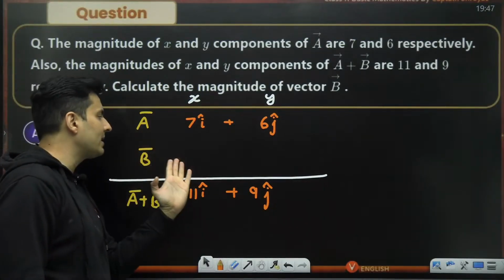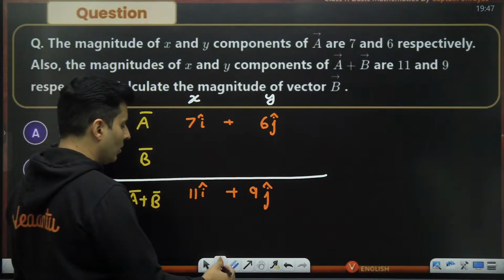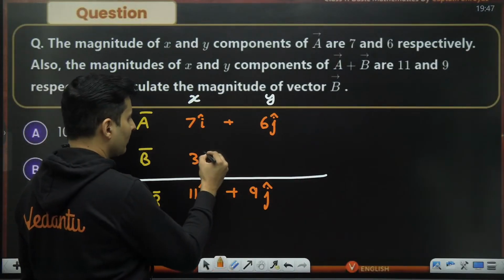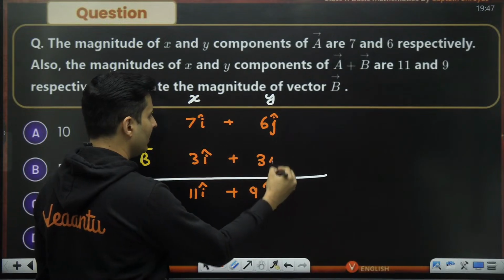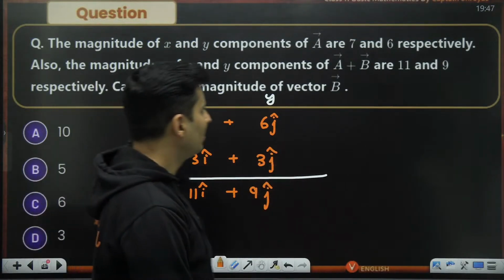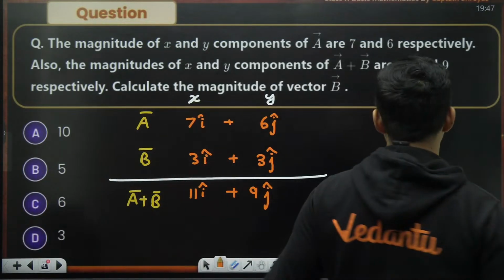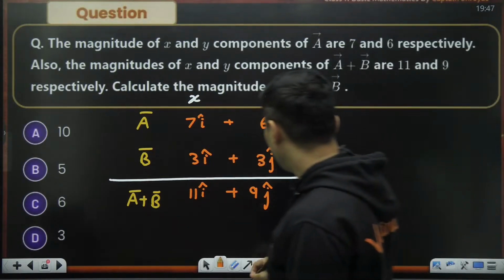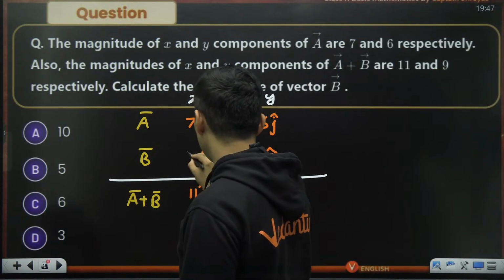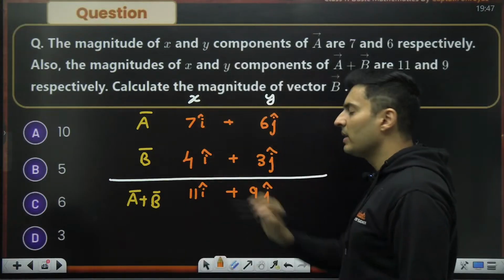Which number plus 7 will give me 11? Isn't it obvious? It will be the number 3. Which number plus 6 will give me the number 9? It will be 3 again. Is that right? So 6 will add up to 3 to give you 9. Oh sorry, why did I put 3 over here? My bad, so sorry guys. Number 4 plus 7 will give me 11.